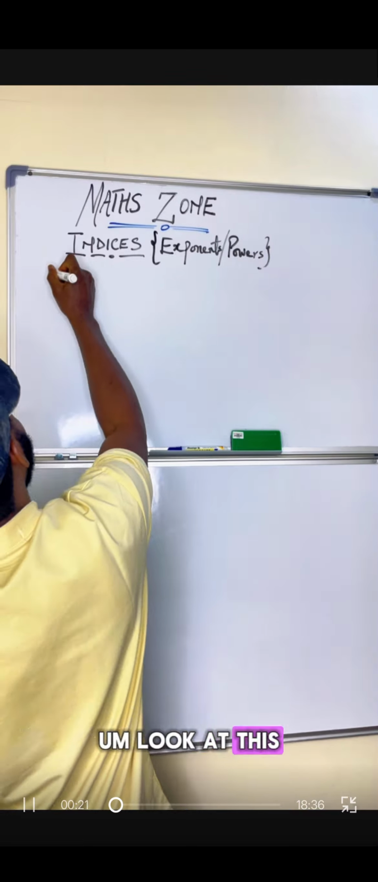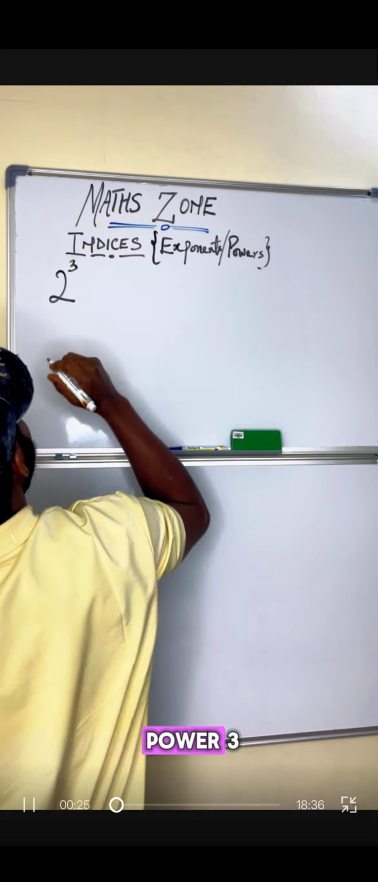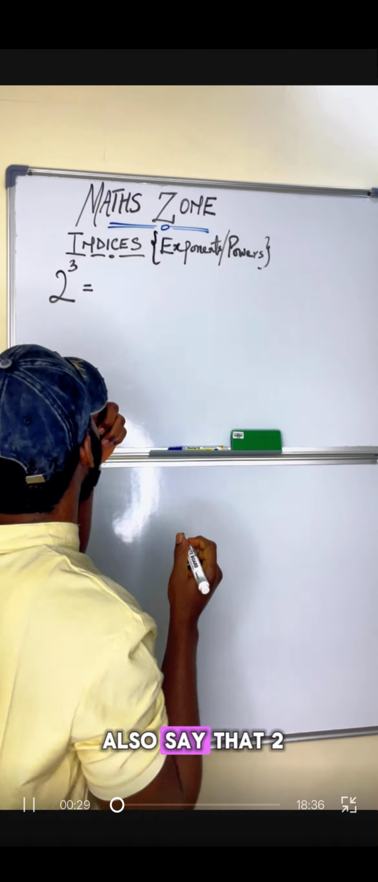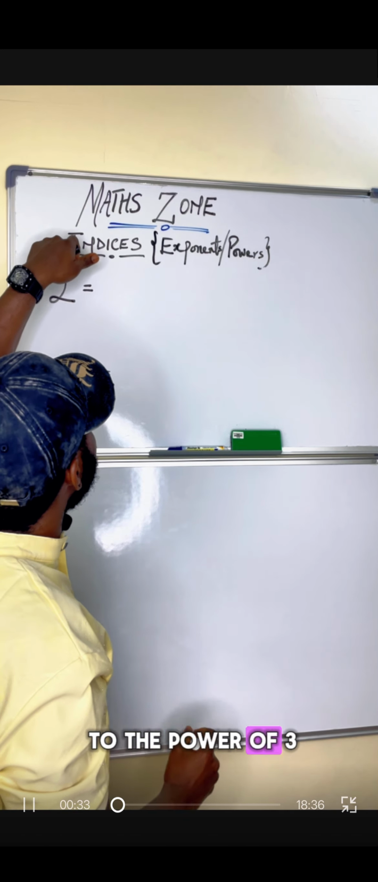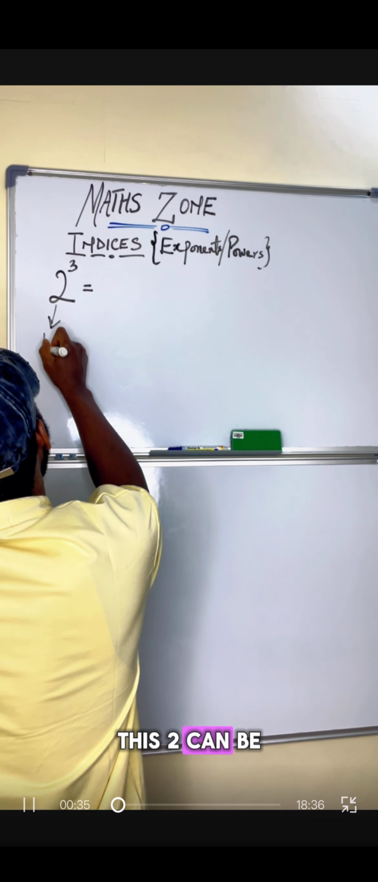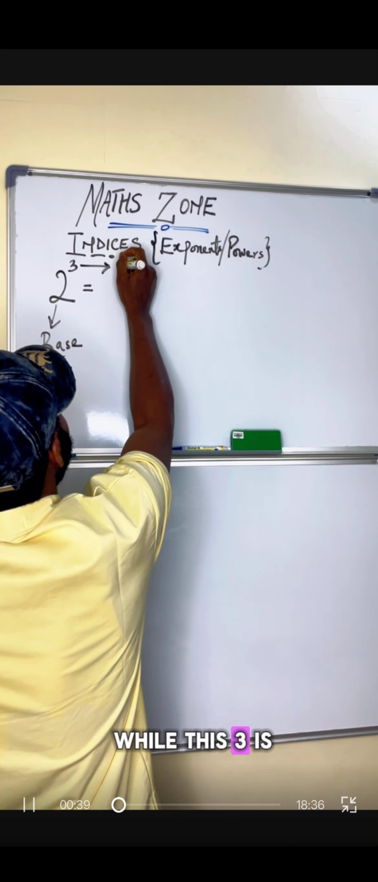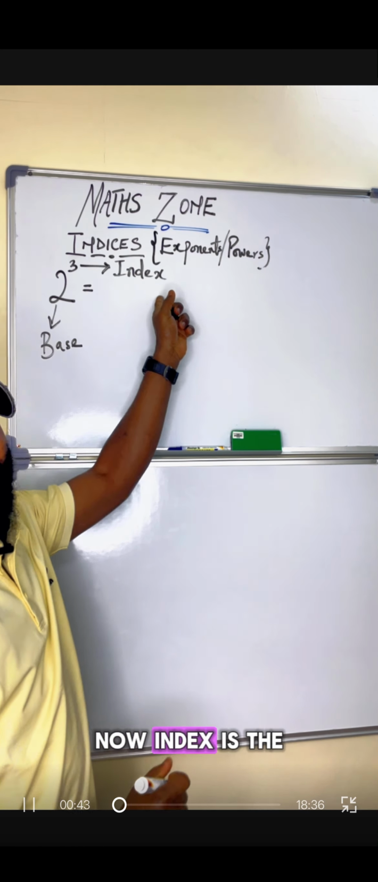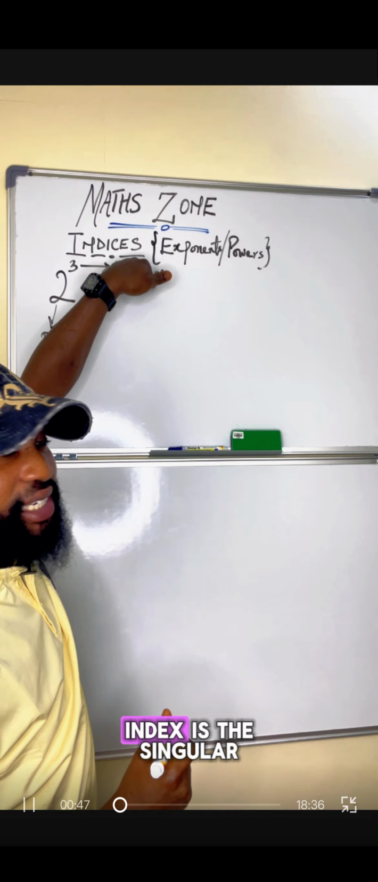Look at this. We have something like 2 to the power of 3. Or rather, we can also say 2 raised to the power of 3. This 2 can be regarded as the base, while this 3 is the index. Index is the singular form of indices. Indices is the plural, index is the singular.